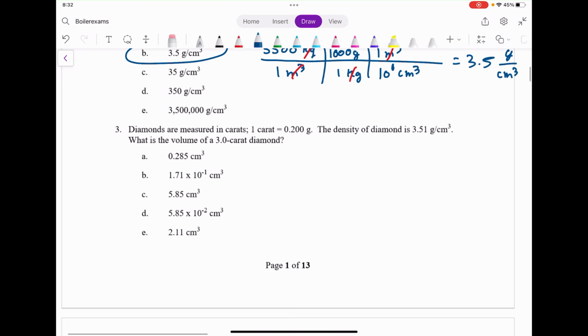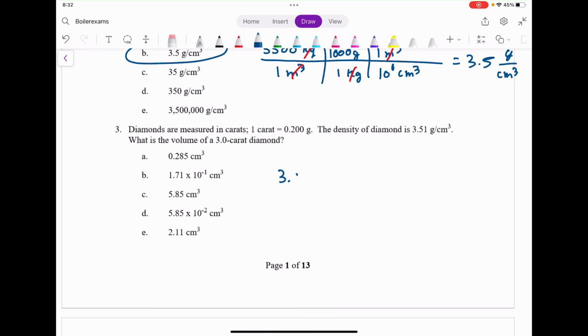Diamonds are measured in carats. 1 carat equals 0.2 grams. The density of a diamond is that number. What is the volume of a 3.0 carat diamond? Another dimensional analysis problem. So they want the volume of a 3 carat diamond, and we know how many grams are in 1 carat, and we know the density. So let's first get how many grams are in a 3 carat diamond.